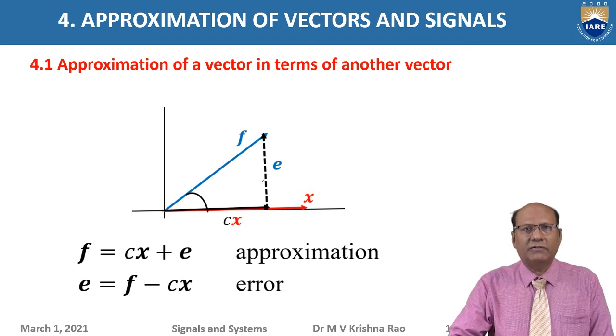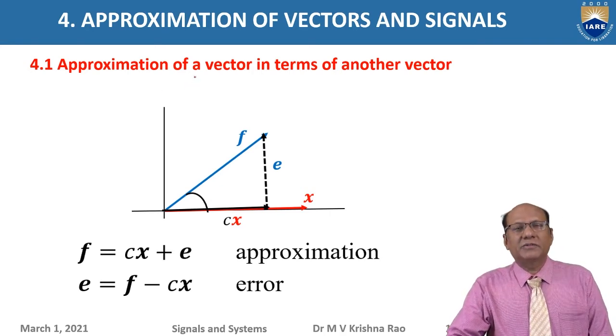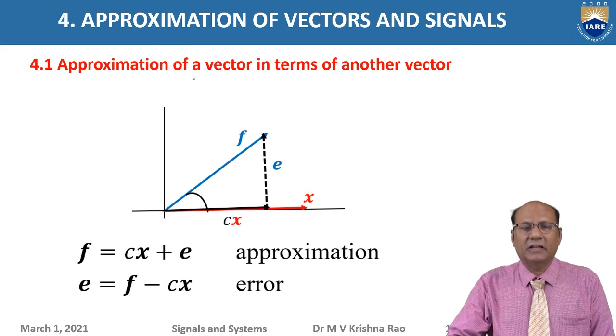We want to represent that vector in terms of another vector. So that is what approximation is. Why we require this kind of approximation is that in signals and systems also, we are going to approximate signals in terms of some other signals, in terms of basis vectors or basis functions or basis signals. So that is what we are going to do. To understand that more effectively, we first have to discuss the approximation of a vector in terms of another vector.